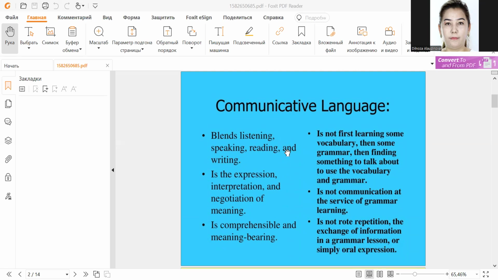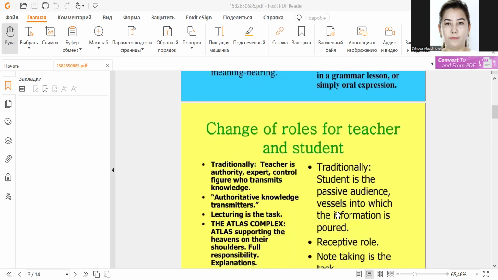Communicative language is expression, interpretation, and negotiation of meaning. It is comprehensible and meaning-bearing. It is not first learning some vocabulary, then some grammar, then finding something to use the vocabulary and grammar. It's not communication at the service of grammar learning. It's not rote repetition, the exchange of information in a grammar lesson, or simply oral expression.